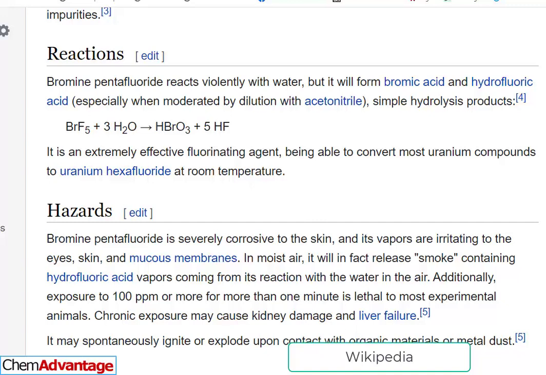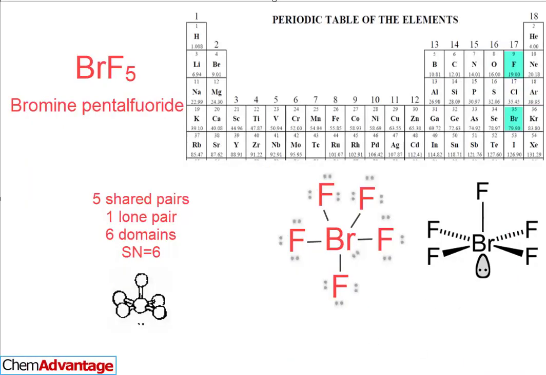bromine pentafluoride. But here we are. We've made the Lewis dot diagram with it. We had our pencil and paper, and just using this simple arrangement of counting dots lets us figure out what this molecule looks like. Okay, there's our Lewis dot diagram.